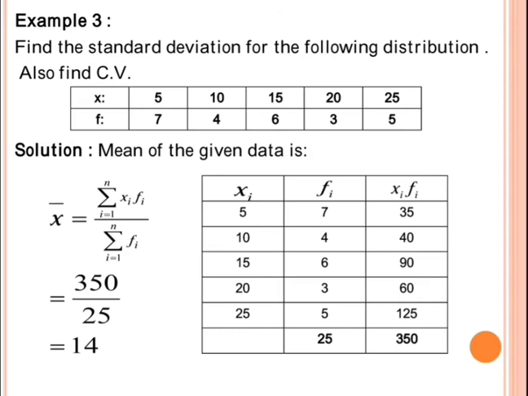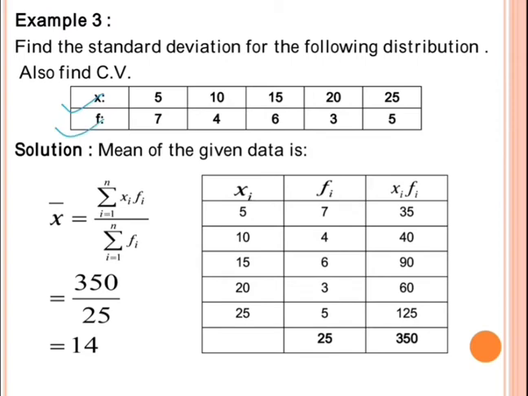Now let us move to the other type of example where xi and fi are given to us. See, now again here you need the base of the arithmetic mean. So before starting this chapter, you must know how to find the mean for the various types of data. Here what you have to do is find the standard deviation and also find the coefficient of variation, that is CV. Here xi and fi are given to us.